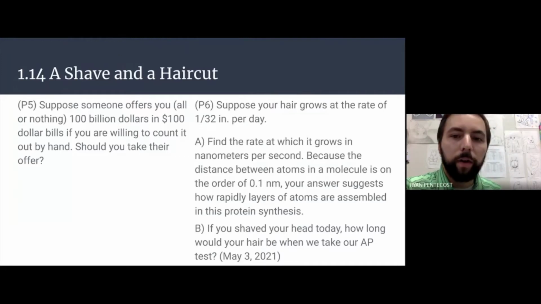All right, now we have another one, hair growth. Shaving a haircut, right? So suppose your hair grows at the rate of 1/32 of an inch per day, which is supposedly accurate, says the internet. Letter A, find the rate at which it grows in nanometers per second. Because the distance between atoms in a molecule is on the order of 0.1 nanometers, your answer is going to suggest how rapidly the layers of atoms are assembled in protein synthesis. So this can actually get interesting.